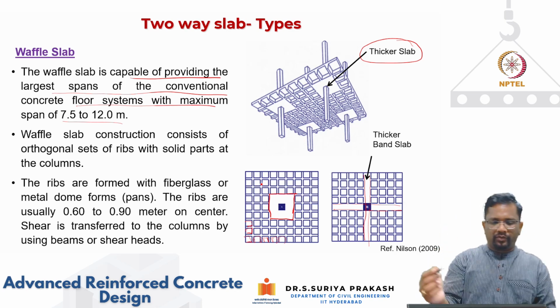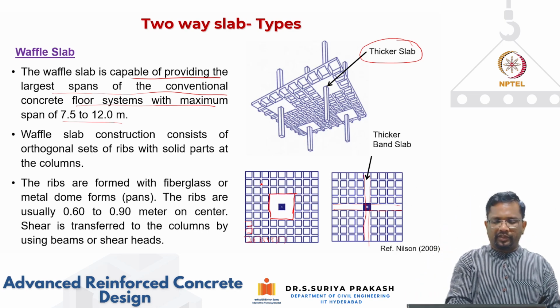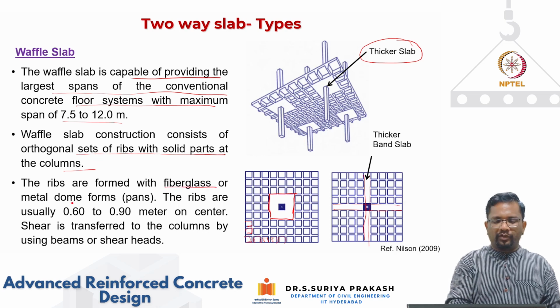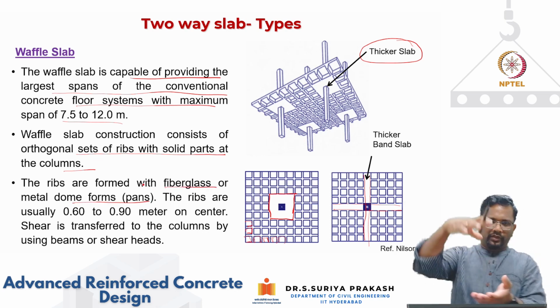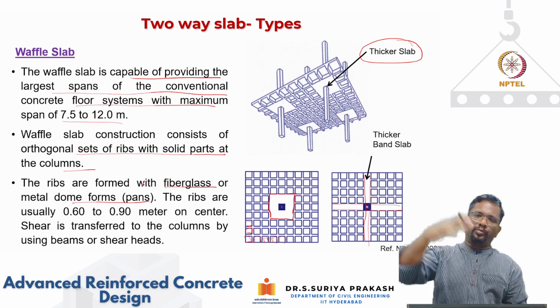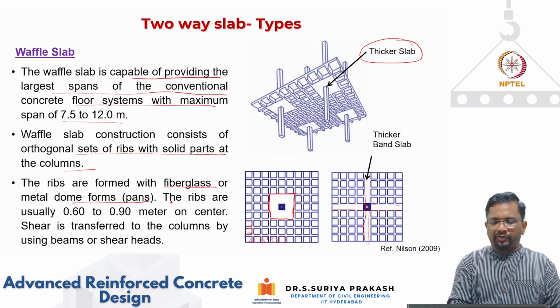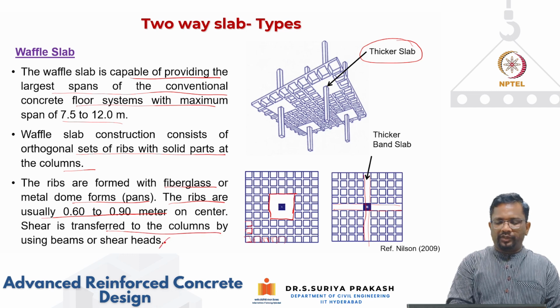Okay. So the waffle slab construction consists of orthogonal sets of ribs with solid parts at the columns, and the ribs are actually created using fiberglass or metal dome forms. Okay. As I've said, you have to put this formwork, pour concrete and take the formwork out. Then only you create these ribs. And these ribs are usually 0.6 to 0.9 meter on center, and the shear is transferred to the columns by using beams or shear heads.